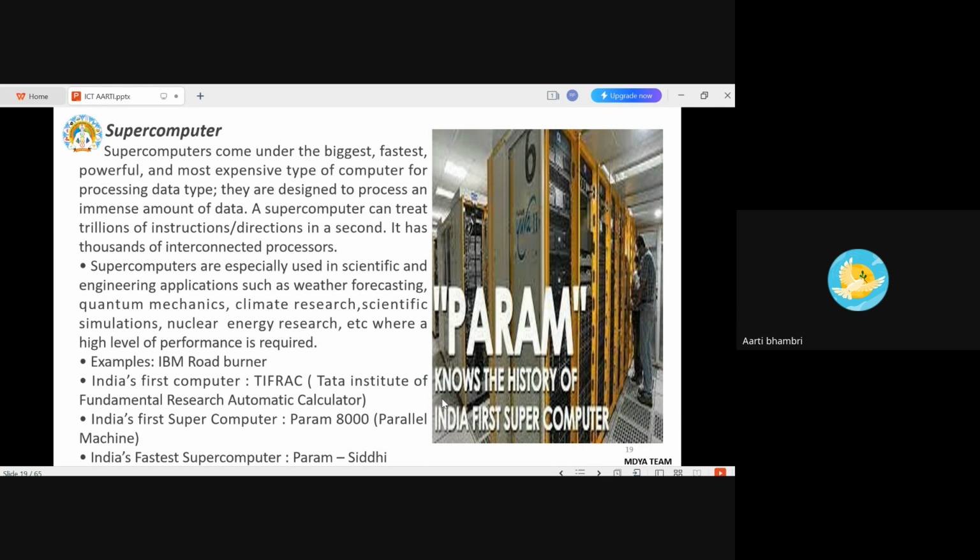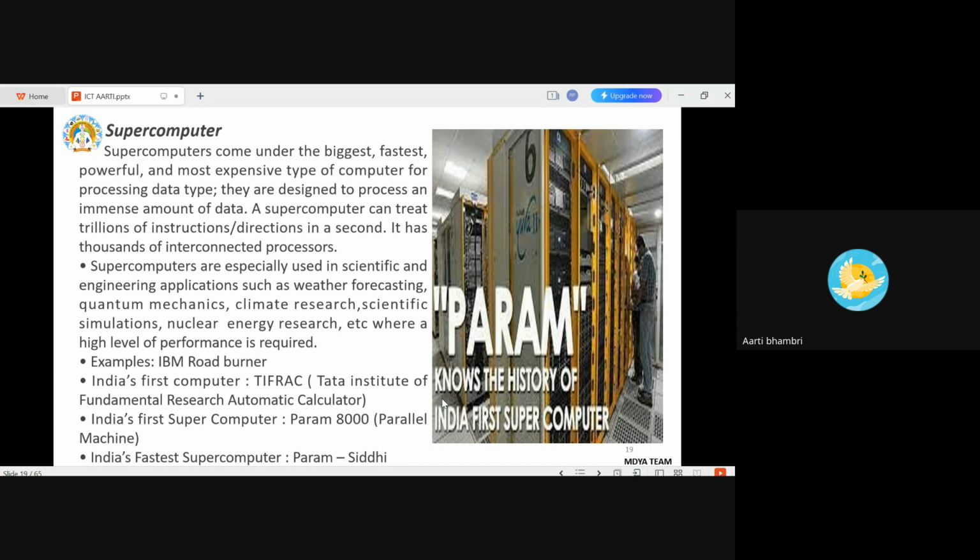Examples of supercomputers: IBM Roadrunner. India's first computer is TIFRAC. Please revise this full form and note it down: Tata Institute of Fundamental Research Automatic Calculator. This is India's first computer, but it's not a supercomputer.